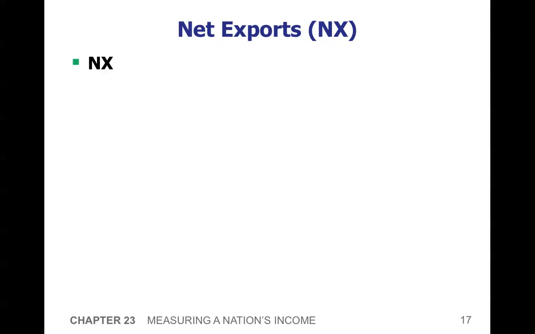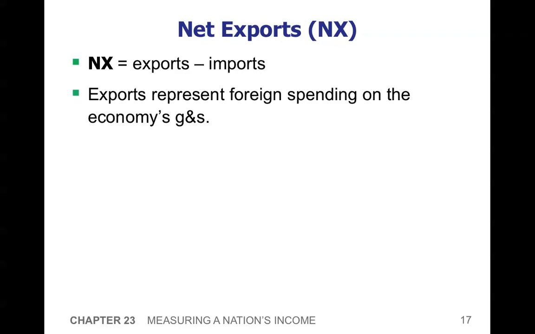Net exports is exports minus imports. Exports, foreign spending on the economy's goods and services. So this is what the US or Hawaii might send off to foreign lands. So we're exporting goods and services.